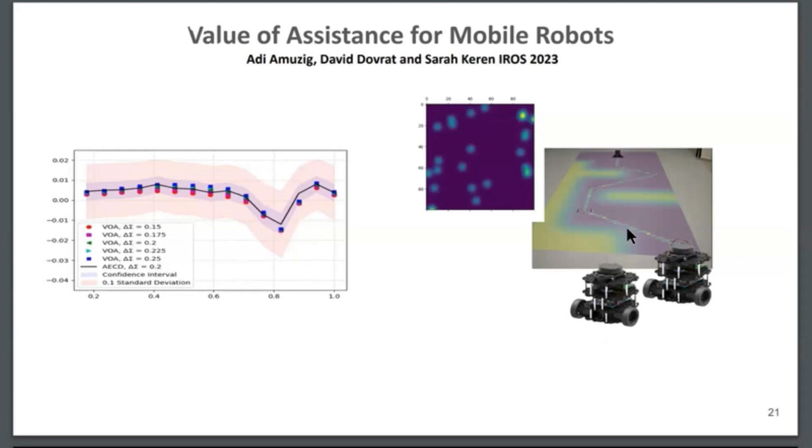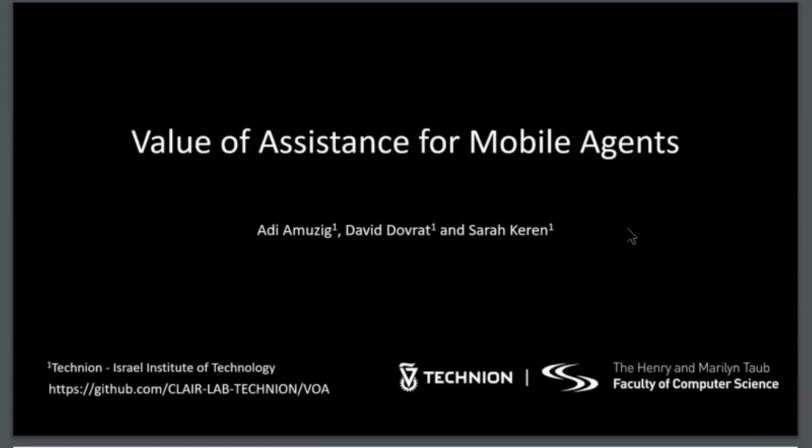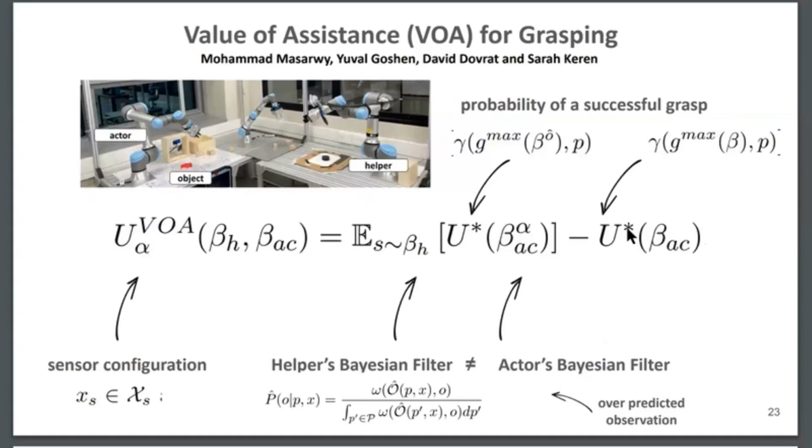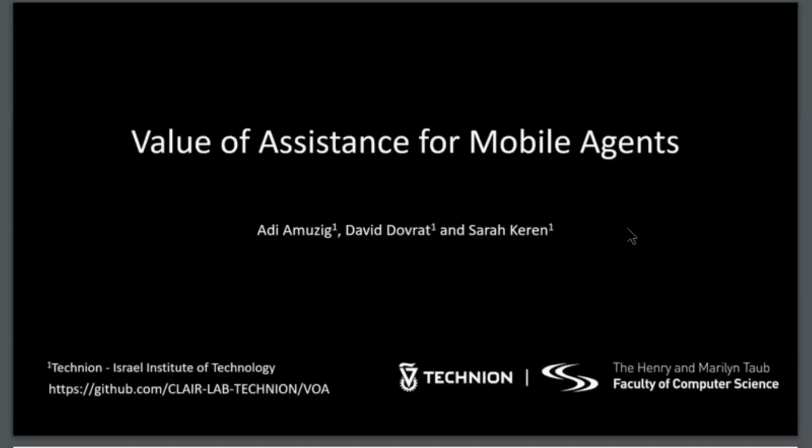So this was an IROS 2023 publication where we actually showed that our ability to estimate value of assistance was highly correlated with the actual assistance. And I have a video, but maybe we don't have time for the video. It just shows you that it's actually something that we run.